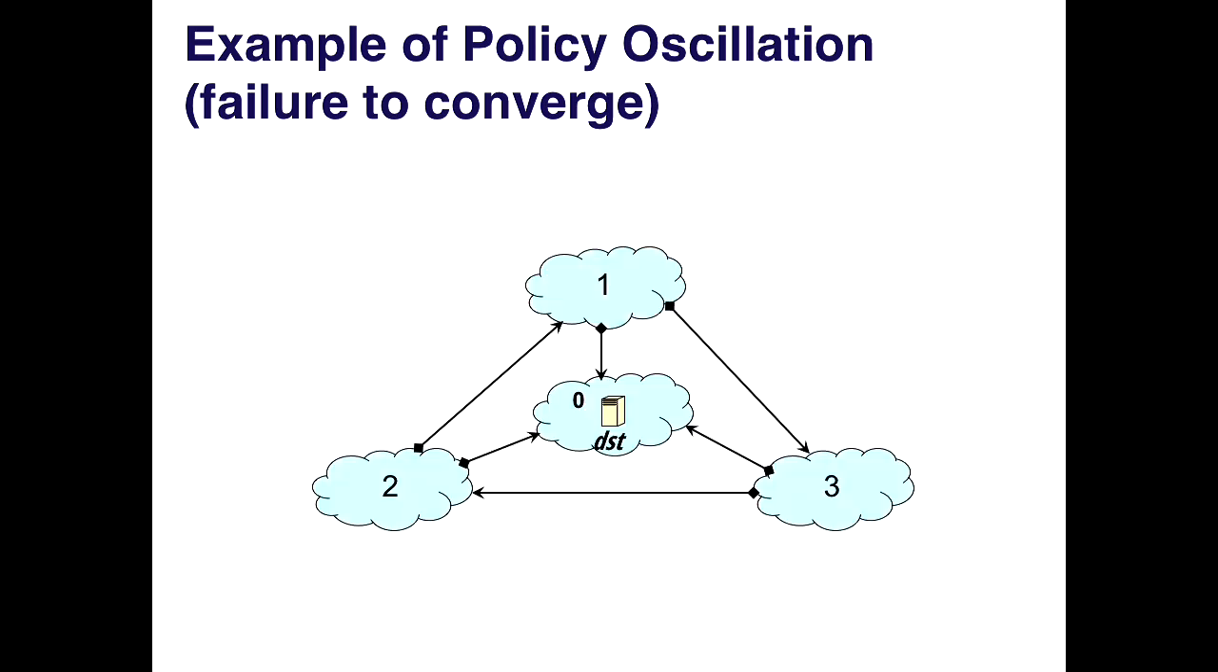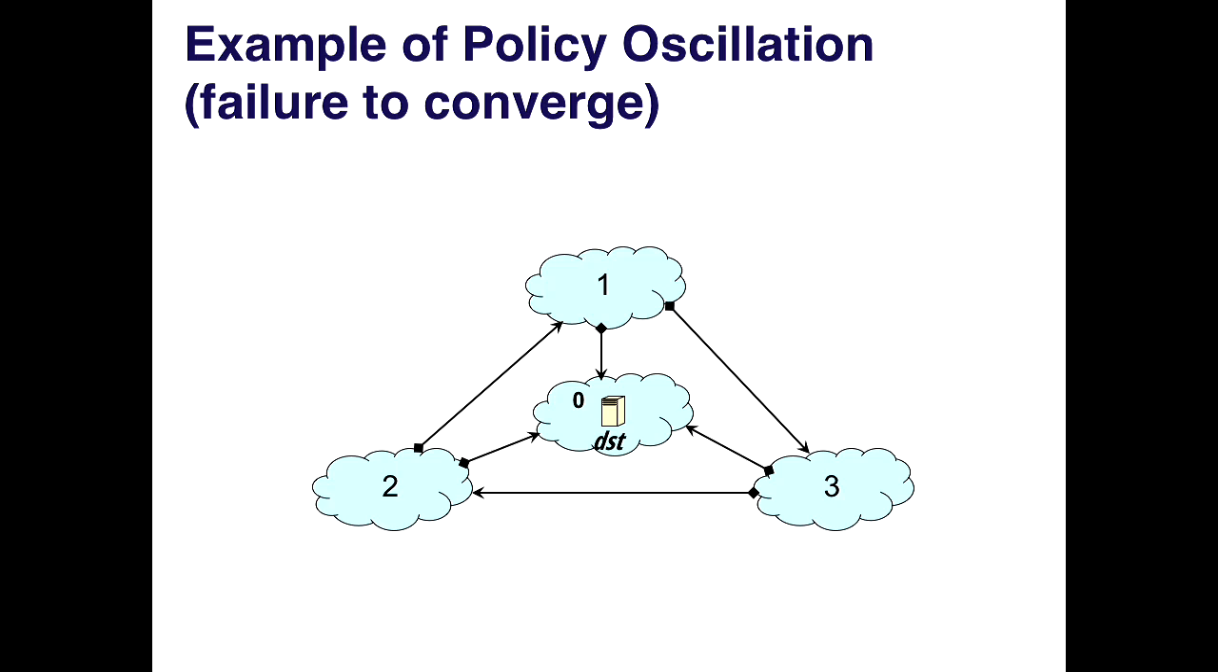So here's the example. We have 4 ASs, and we're going to talk about how all the other ASs reach AS0. That's why I have that silly icon there for the destination. If you look at the AS customer-provider relationships in this graph, 1, 2, and 3 each have 2 providers. So 2, for example, is a customer of 0, but it is also a customer of 1. So it has 2 providers here. The same is true of 1. 1 is a customer of 0, and 1 is a customer of 3. 3 is also a customer of 0, and 3 is a customer of 2.